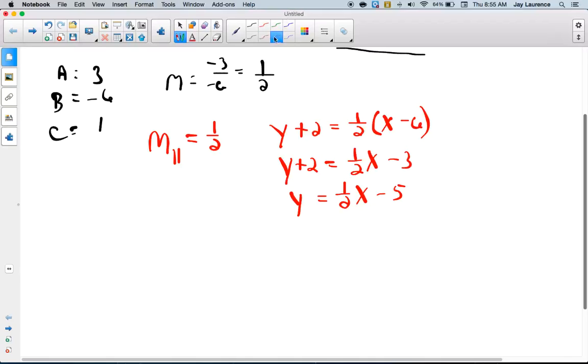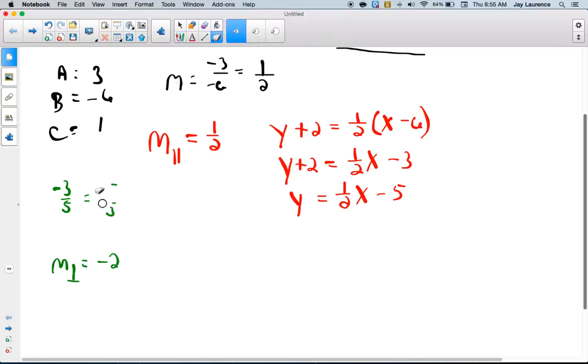Now, to do the perpendicular equation, I need the perpendicular slope. Well, the perpendicular slope is the negative reciprocal. Now, I've seen some people making mistakes with that. If they had a slope like negative 3/5, they were trying to tell me the negative reciprocal was negative 5 over 3. That makes no sense. Both fractions are negative. Those are reciprocals of each other, but not negative reciprocals.